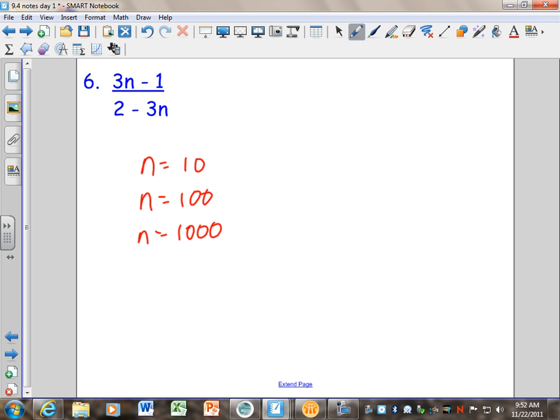The word limit has been in our book a lot, and I kind of avoided talking about limits until calculus. But a limit is what's happening as you plug in bigger and bigger values or smaller and smaller values to a problem. Sometimes it just goes to infinity, and sometimes it converges to an exact number. If we plug in 10 here, you get 30 minus 1, which is 29, over 2 minus 30, which would be negative 28. I just divided that so I could actually see what it's going towards, and that's about negative 1.0357.